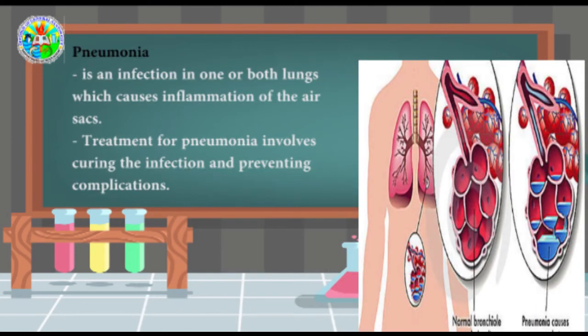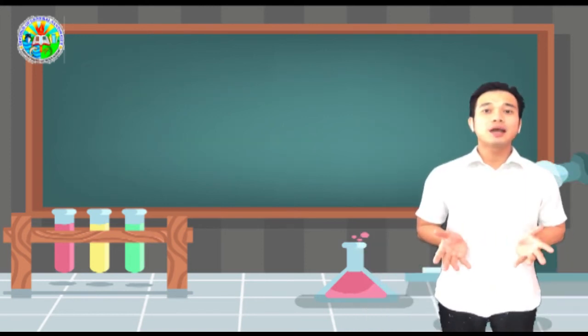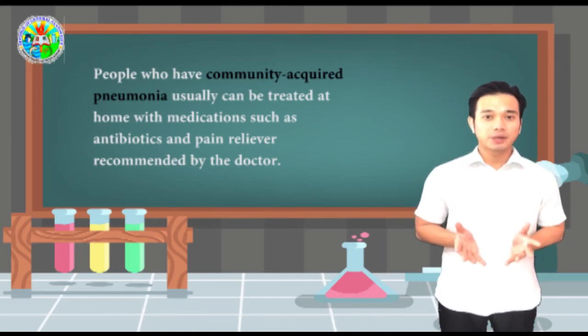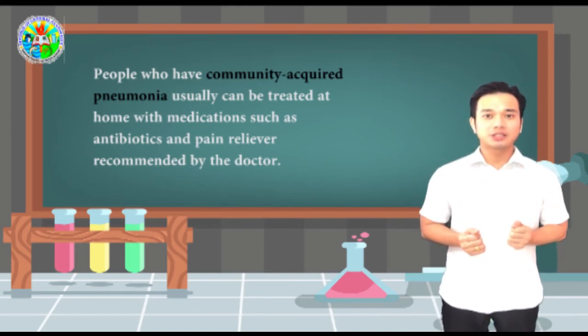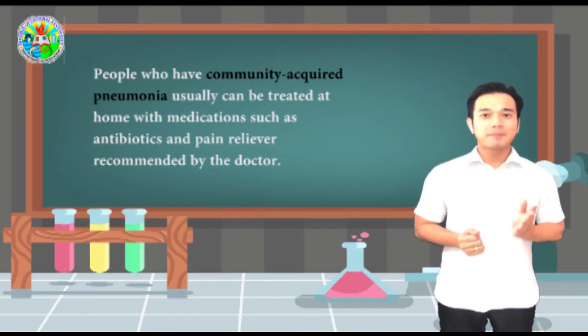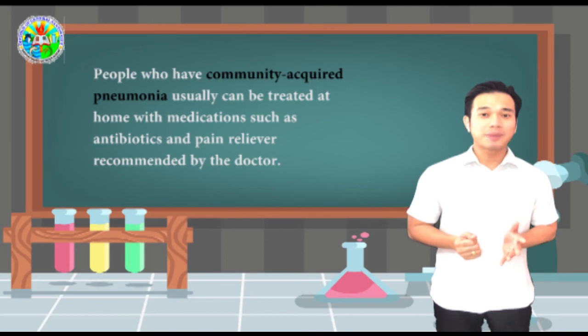Pneumonia is the fifth respiratory disease. Pneumonia is an infection in one or both lungs which causes inflammation of the air sacs. The infection is caused by bacteria, viruses, and fungi. Treatment for pneumonia involves curing the infection and preventing complications. People who have community-acquired pneumonia usually can be treated at home with medications such as antibiotics and pain relievers, recommended of course by the doctor.